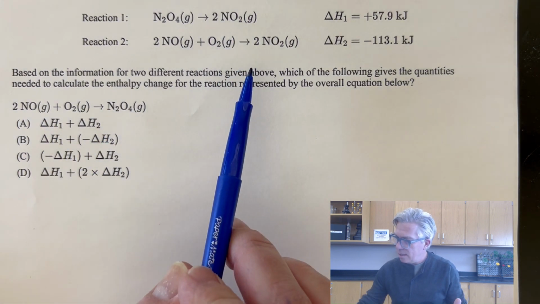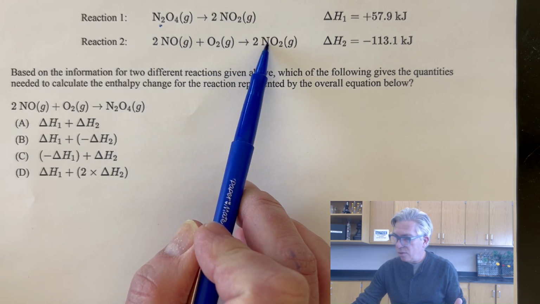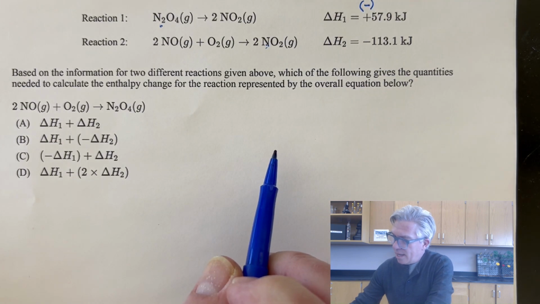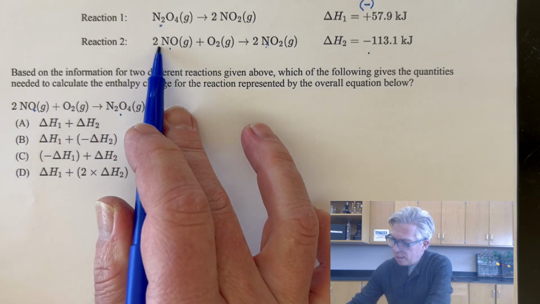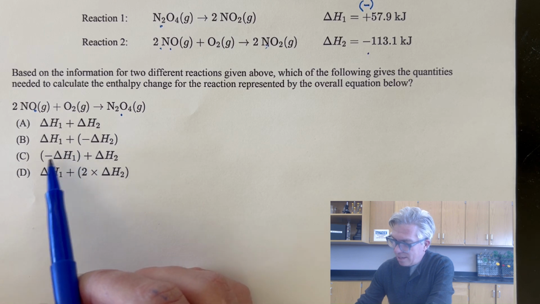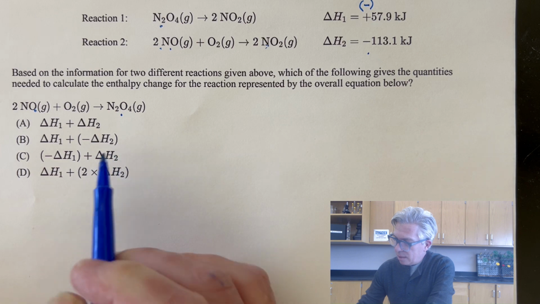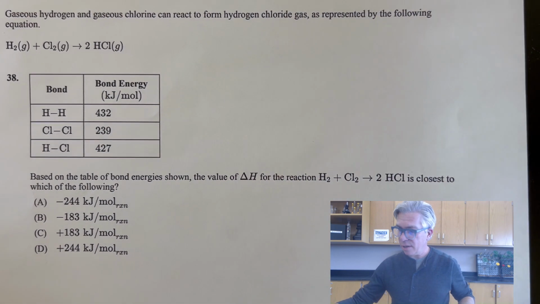So to get these to add up to this one, N2O4 has to be on the right-hand side, so that the NO2s can cancel. So I have to reverse this one. That's going to make that negative. And then I'm going to keep this one the way it is so that I get the two NOs on the left-hand side where they should be. So delta H1 has to be made negative, and we keep delta H2 the same. So letter C is the appropriate one there. Again, we don't have to get the answer. We just have to know the process, which is kind of a common theme.